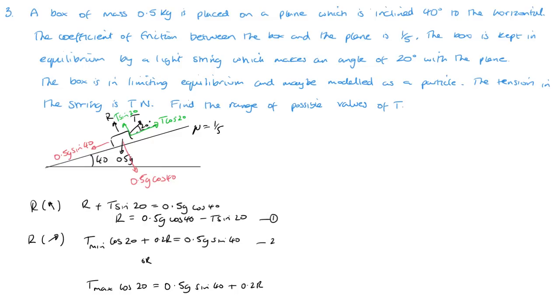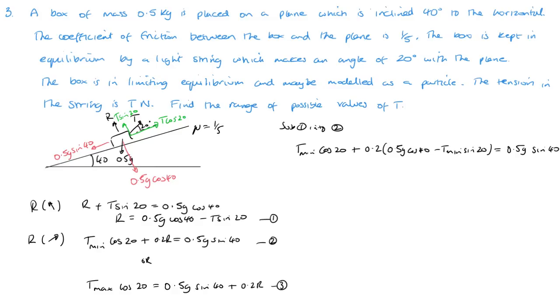So I'll call this equation 1, equation 2, equation 3. So first of all, we're going to sub 1 into 2. So we have T minimum cos 20 plus 0.2 times 0.5g cos 40 minus T minimum sine 20 equals 0.5g sine 40. Squeeze that in there.